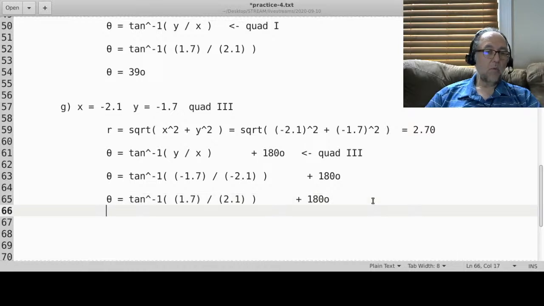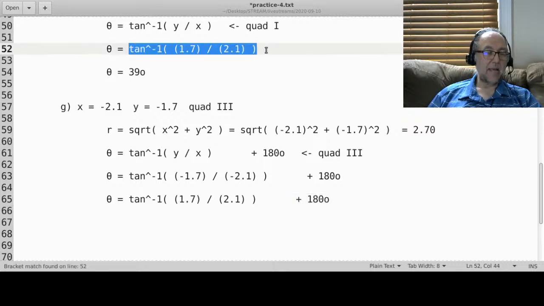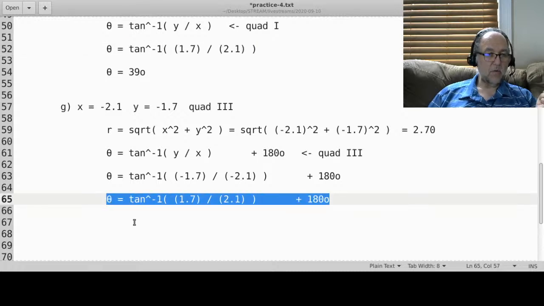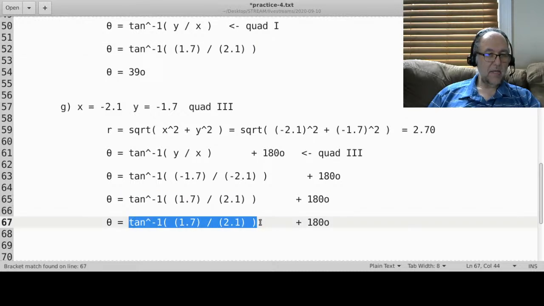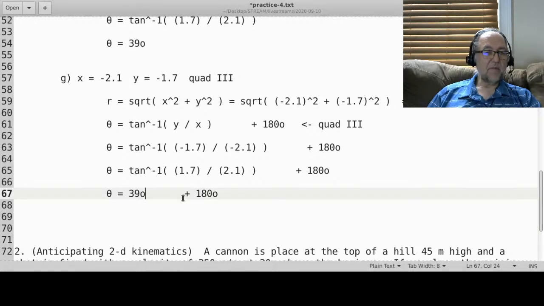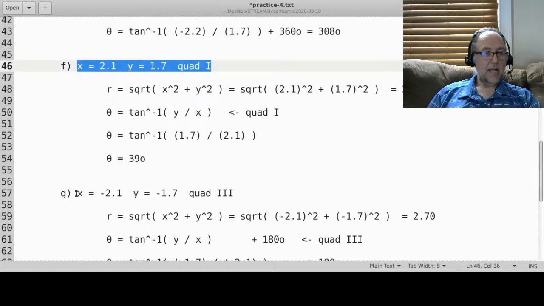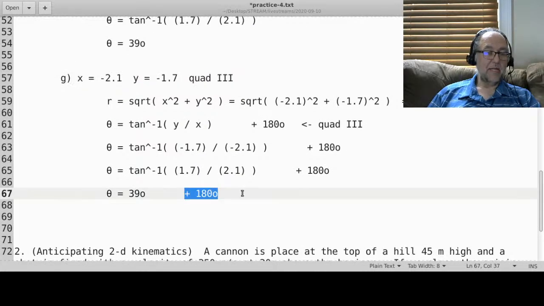Okay, and now you'll notice that this value right here, inverse tangent of 1.7 divided by 2.1, is exactly the same as in the previous question. If you were to crunch this through your calculator, what you would get for this piece is 39 degrees. If you had forgotten that 180 there, you would have gotten that theta is 39 degrees, which is in quadrant 1, not in quadrant 3. So these two vectors, this one here and this one here, are actually off by 180 degrees.